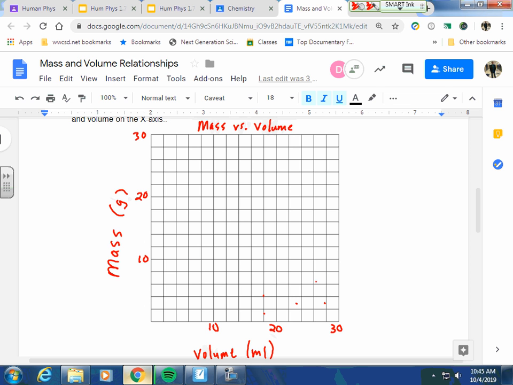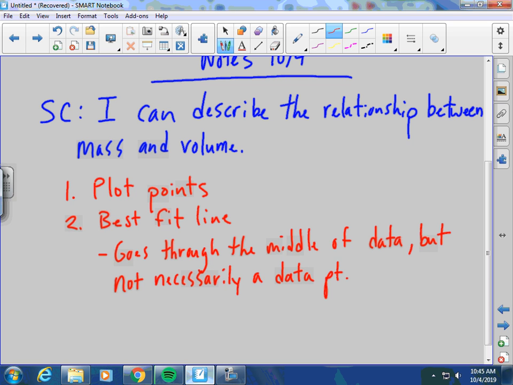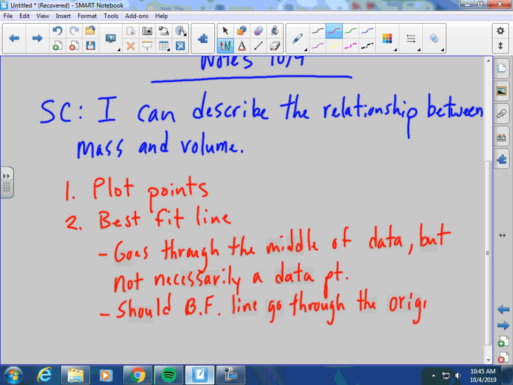Okay, oops, I forgot something important. Back to the notes. Question we have to ask: should the best fit line go through the origin? Okay, so what that means is, should we make this go through 0, 0?